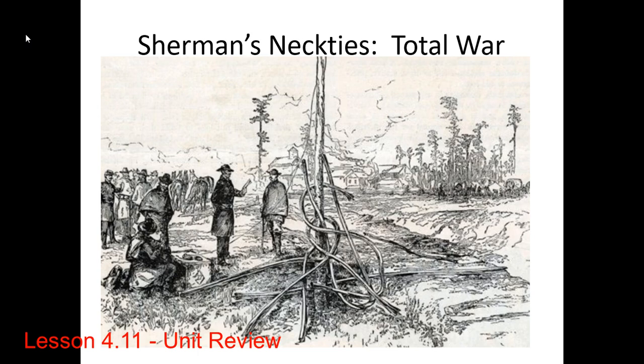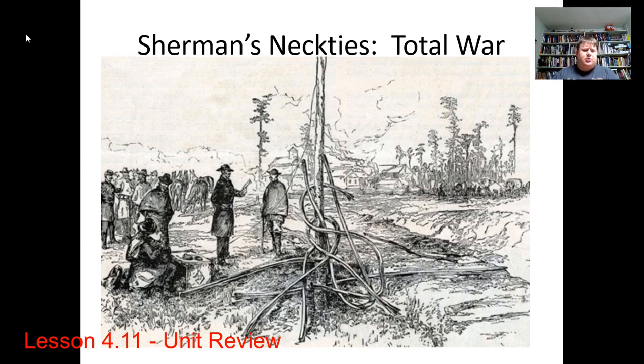As Sherman marched across Georgia and destroyed the railroads, one thing that he liked to do is he would heat up the railroad ties, and then he would wrap them around a nearby tree or telegraph line and make them unusable. And as you can see, the way it would be wrapped around, like that one right there, it looks like a tie. So they called them Sherman's neckties.